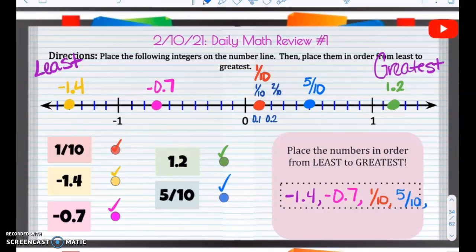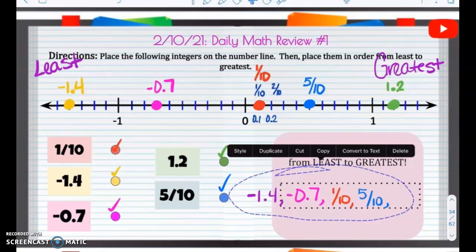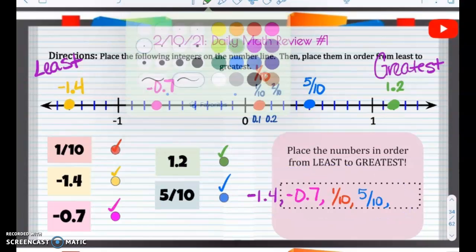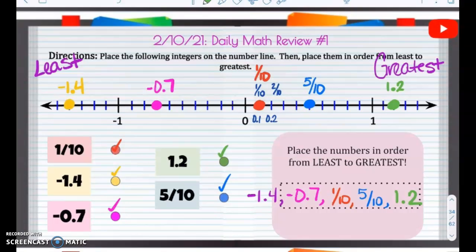And then move these over. Then we're going to have 1 and 2/10. So that is going to be it for our placing in order from least to greatest, or smallest to biggest. And that's it for our DMR number 1. Great job.